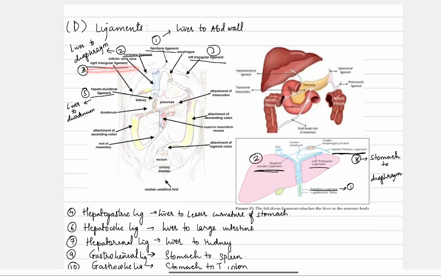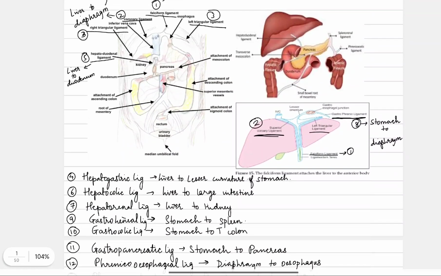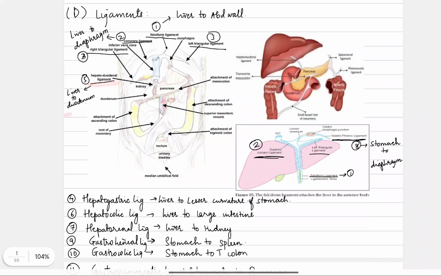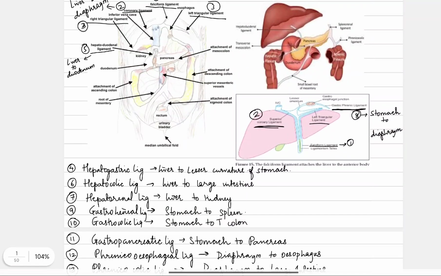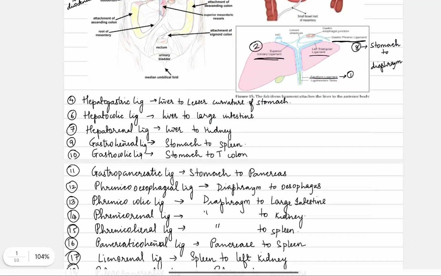Next is the right triangular ligament, the triangular ligament of the liver. Next is the hepatogastric ligament. As I said, it connects the liver to the lesser curvature of the stomach. Next is the hepatoduodenal ligament, which connects the liver to the duodenum. Hepatocolic ligament, liver to large intestine. Hepatorenal ligament, liver to the kidney. Lienal ligament, stomach to the spleen. Gastrophrenic ligament, stomach to the diaphragm. Next is the gastrocolic ligament, stomach to transverse colon.